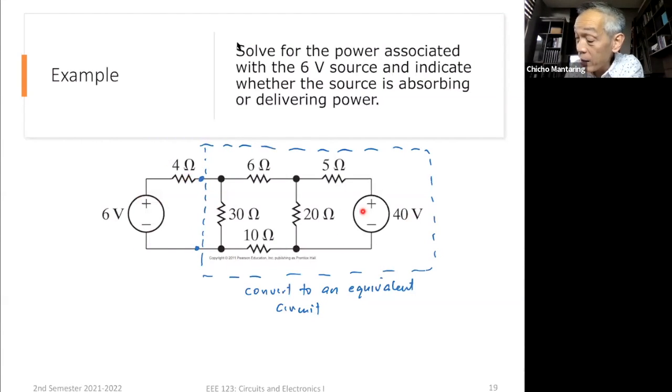So I work from the back. Notice that this 40 volts, I can combine with the 5 ohms. I can convert this to a current source. This 40 volts with the 5 ohms, I can convert that to a current source. What will be the value of the current source? Anyone? What will be the value of the current source?